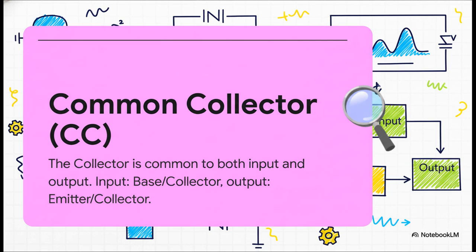And rounding out our trio is the common collector configuration. You can probably guess this one. The collector is the common terminal. Your input goes into the base, but this time, the output comes from the emitter. This setup has some really interesting and unique properties that we're going to get to in just a bit.